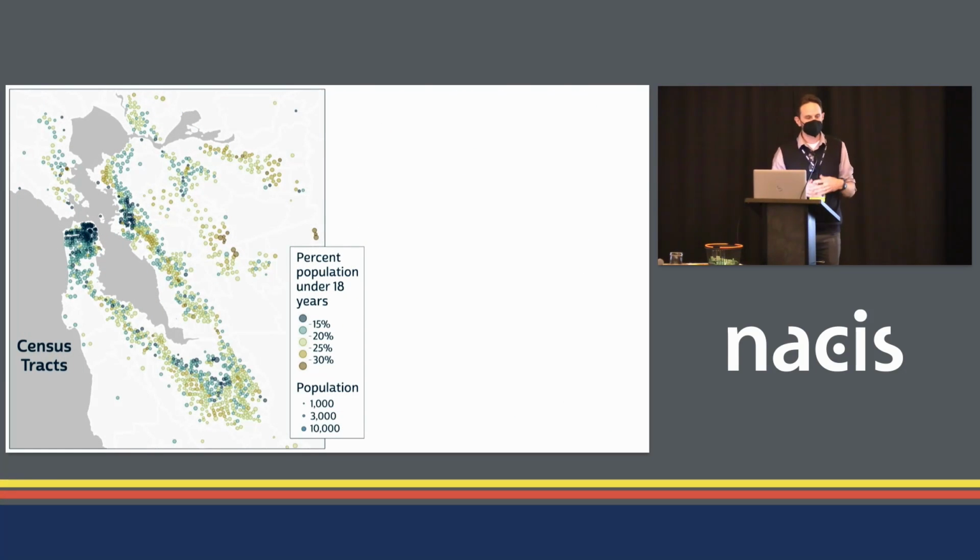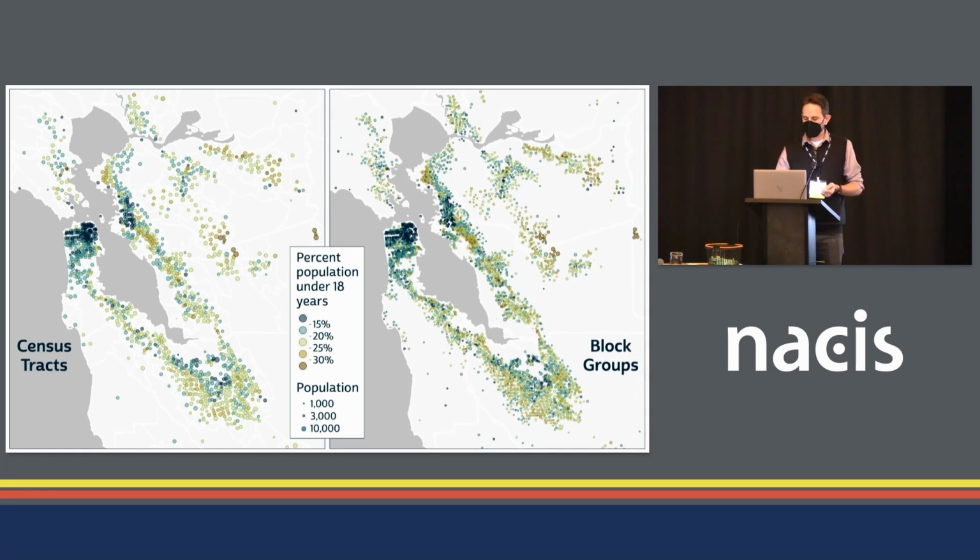And you can do this with the smaller areas as well. Here's the San Francisco Bay Area. I'm seeing really interesting things here about different parts of the city having very different age compositions. There's places where children live, and there's places where children generally don't live. And you can see it down at the block group level as well.